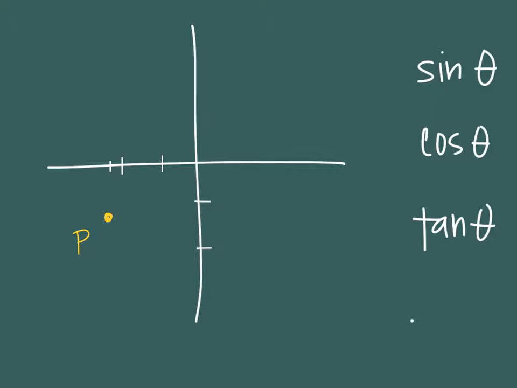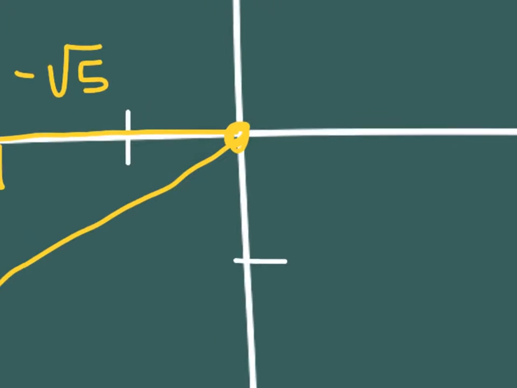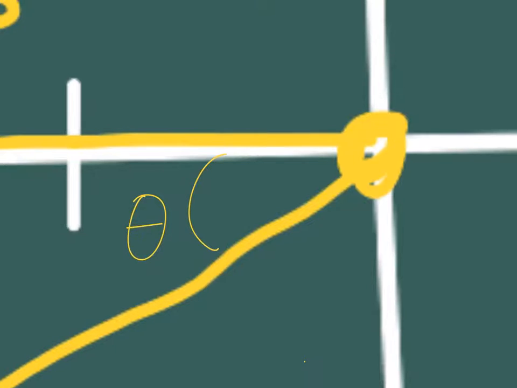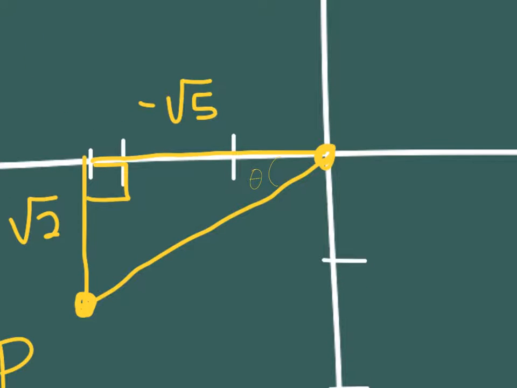Again, it does not have to be perfect, but you should have a sketch and then draw your hypotenuse back to the origin and then create your right triangle. Remember, the right angle goes on the x-axis. We counted back negative root 5, so that's how long that side is on the x-axis. We counted down negative root 2. And theta has got to be the corner closest to the origin.